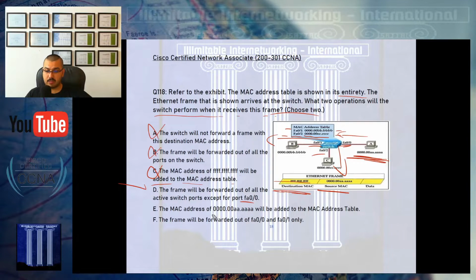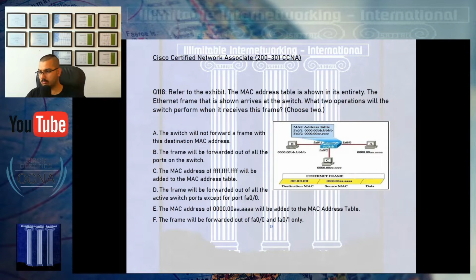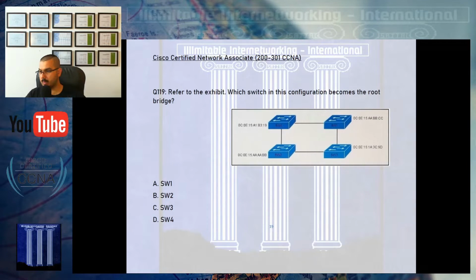The MAC address of this guy, zeros A's, will be added to the table definitely, since it's a source MAC address and it's a valid MAC address. So we got our 2 valid replies, and finally the frame will be forwarded out of 0/0 and 0/1 only. This will never happen for this frame. Okay, so this will be D and E. And I believe I talked a good amount about these behaviors back in the beginning of chapter 2.